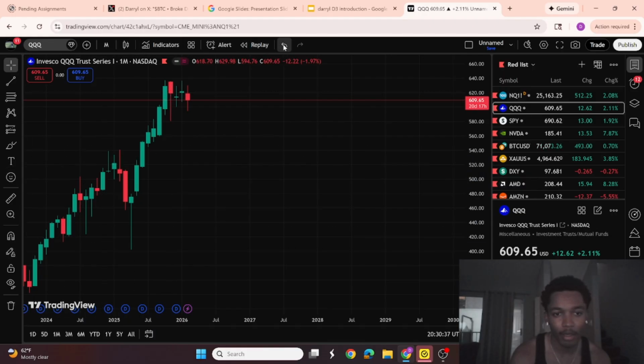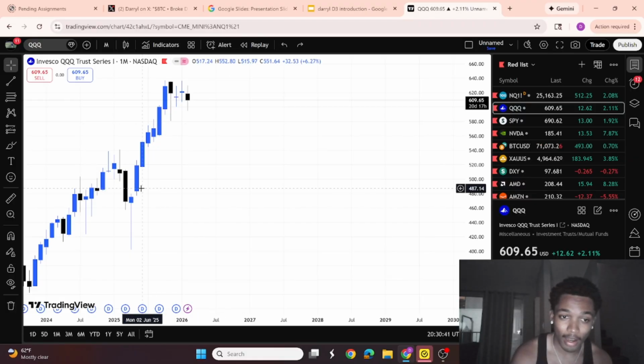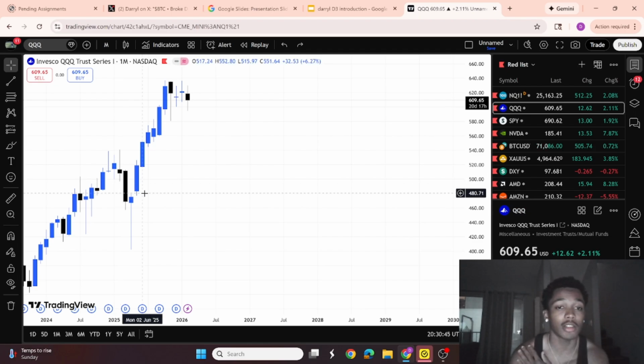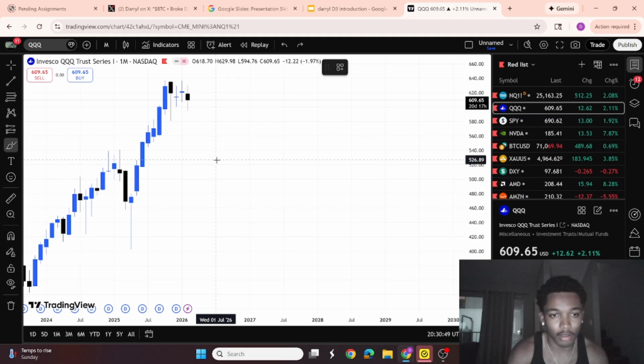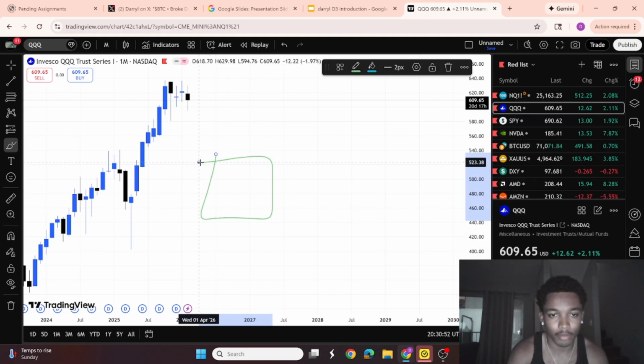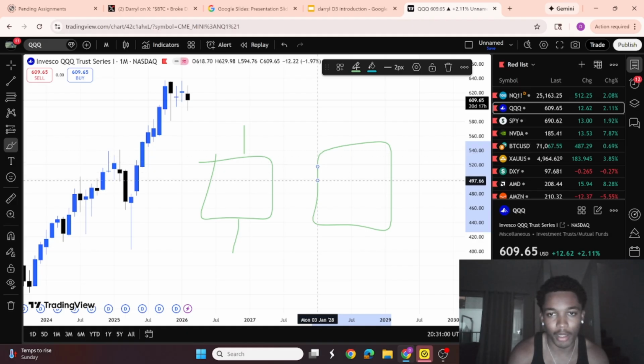Okay. Now, I like my candles blue and I like them black. I don't like seeing red. That's just me personally. So an up candle is going to look something like this. Maybe some wicks up here, wicks down here. And a down candle is going to look the same, but in red. All right, so you'll see something like that and something like that.